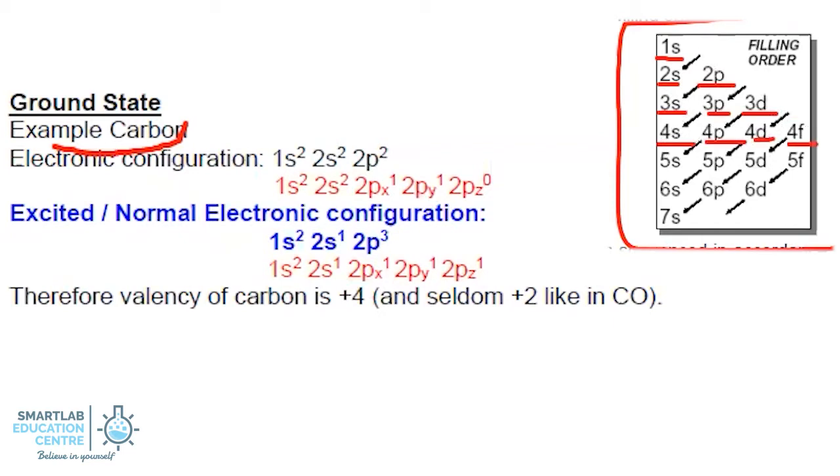4f, by the way, will have 7 orbitals. The shapes are not in the syllabus, so we're not going to cover them. But you need to know that the 4f subshell can at most carry a maximum of 14 electrons, since it has 7 orbitals.